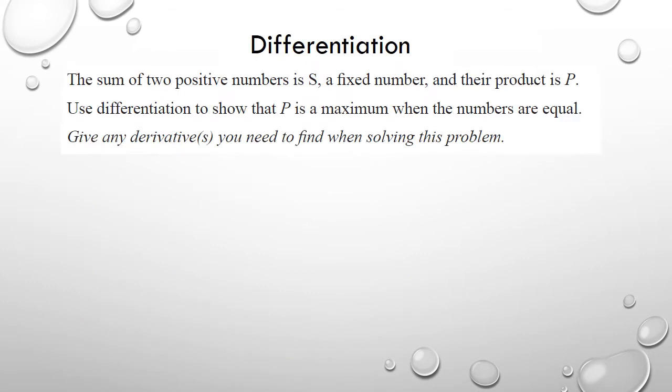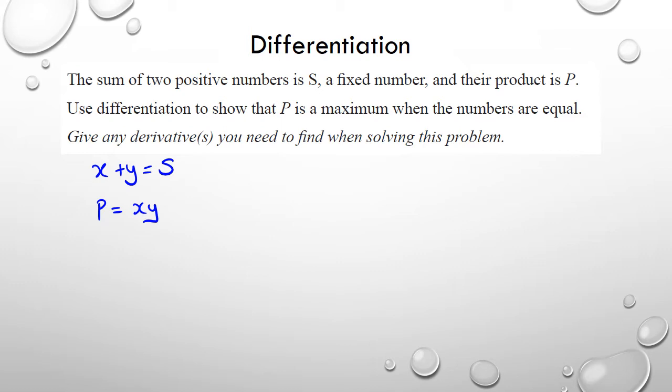With this question, I want you guys to have a look at it. It says the sum of two positive numbers is s. The first thing I'm going to do is write the sum of two positive numbers: x plus y equals s. Does that make sense? x is my first number, y is my second number, and the total equals s. Now they're saying p is their product, so p can be written as x times y.